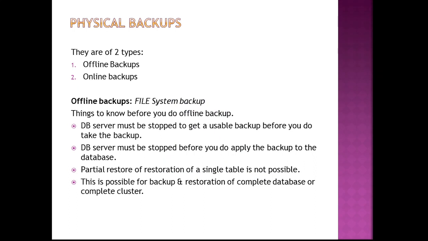There are two types of physical backups: offline backups and online backups. So what are offline backups? You can also call them file system backups, because in this you take the backup of your data files only. You take the physical files at a particular location and you take the backup of them. That's why it is called a file system backup.